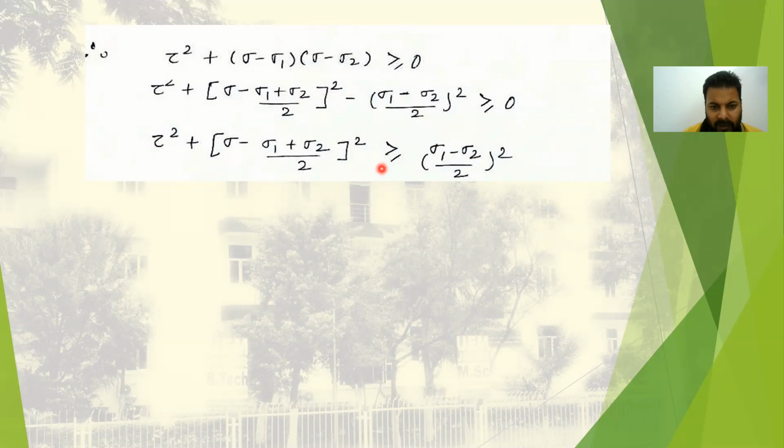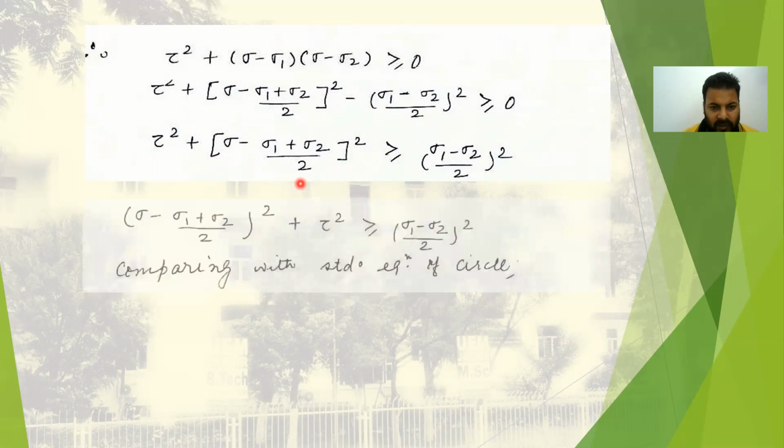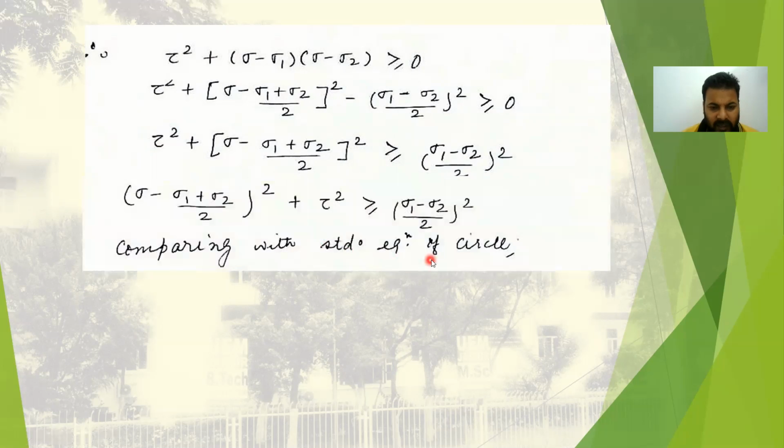First of all, we shall complete the circle for all the three equations so that we can complete the Mohr circle. Then after that I will conclude or discuss the results. So first of all, we shall compare this with the standard equation of a circle by considering the equality sign only.